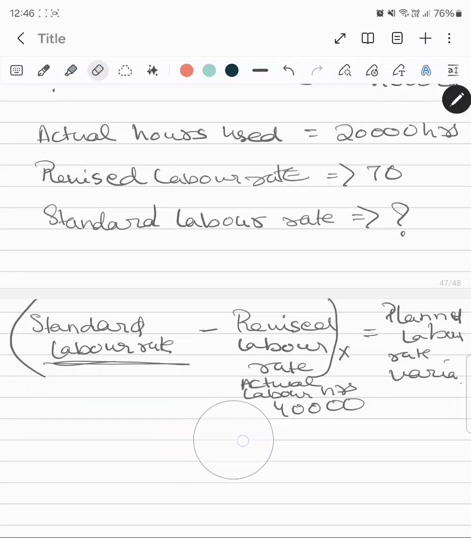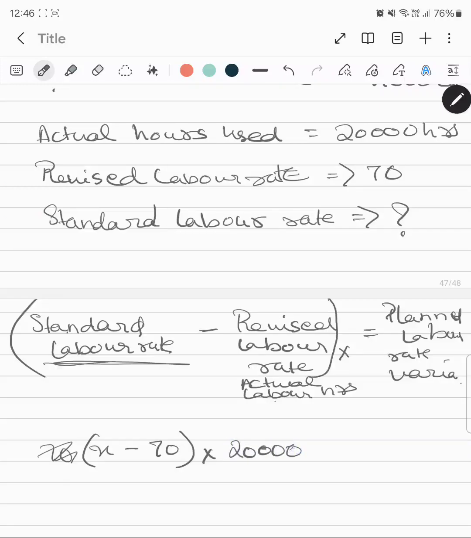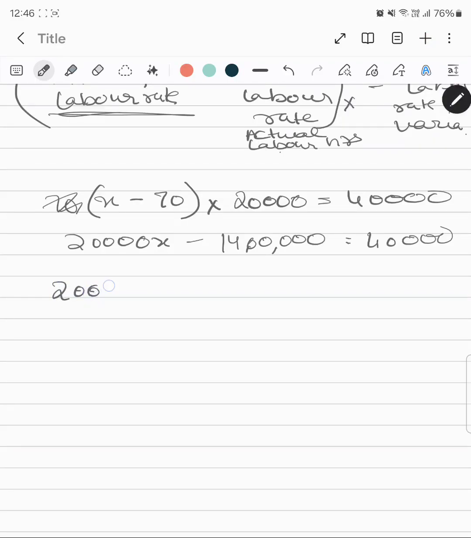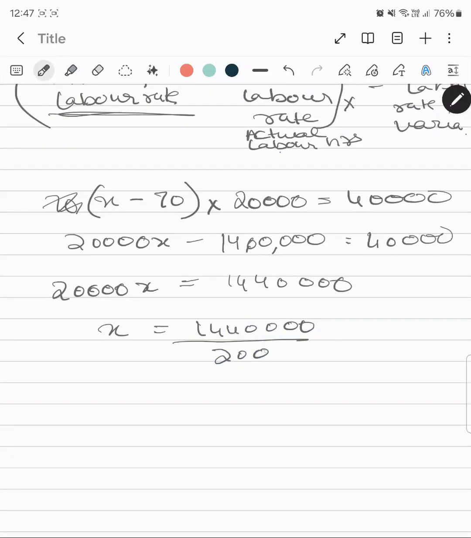So let me just correct this information which I have written over here. It is x, I'm assuming this as x minus 70, and my actual labor hours were 20,000. I've got a variance of 40,000, so it's 20,000 x minus 14 lakh, basically 40,000. So it's 20,000 x, it's 72, right? So I've got this answer as 72.